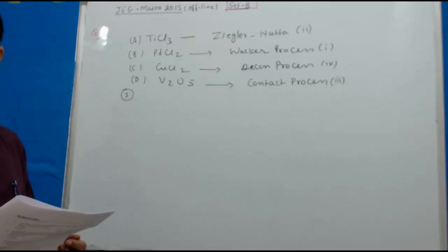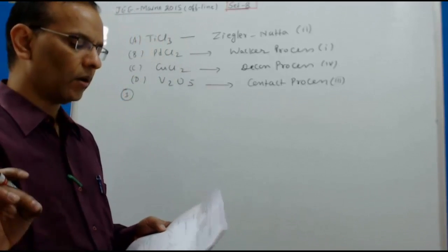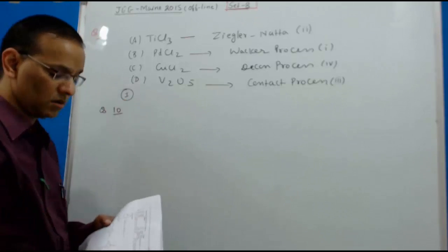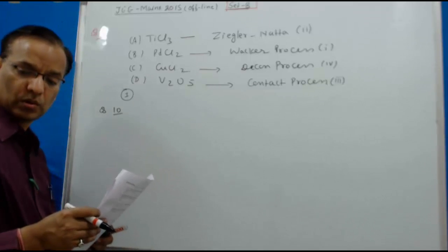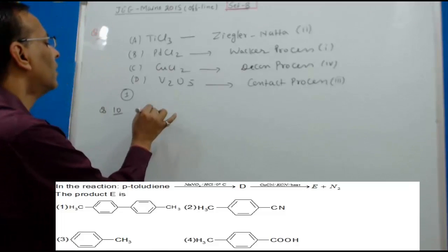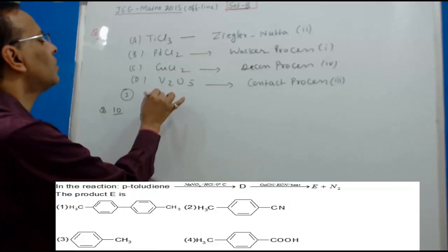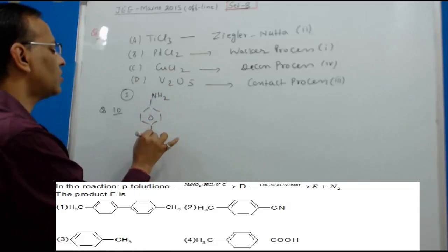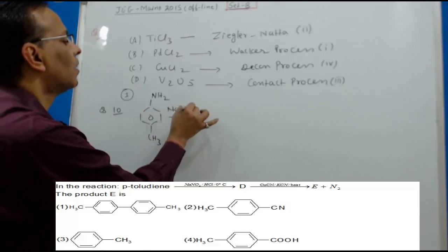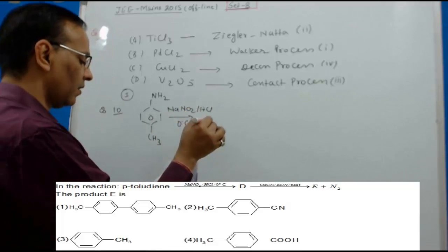Next, question number 10. Question number 10 is again a simple organic reaction. The question is related to predicting the product of a reaction. The reaction is related to diazotization: NH2 with CH3, first NaNO2, HCl, 0 degrees Celsius. It's a diazotization reaction.